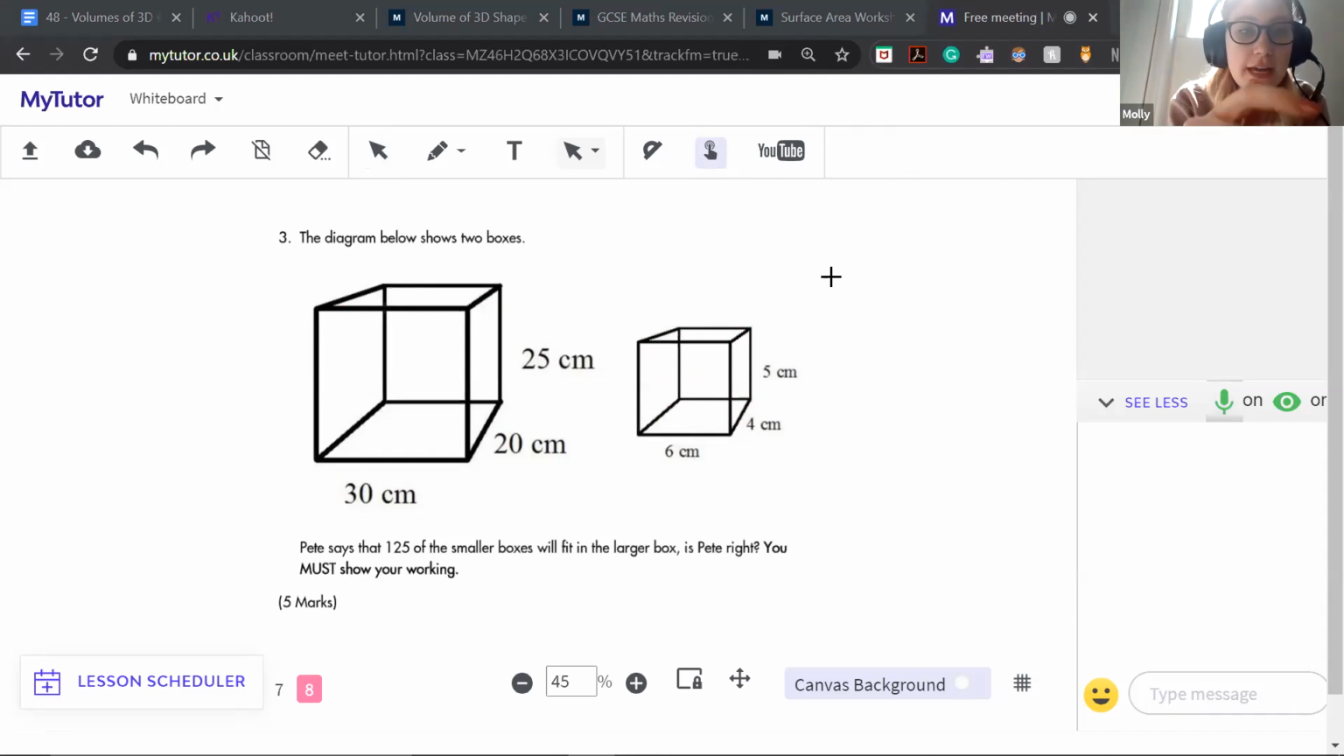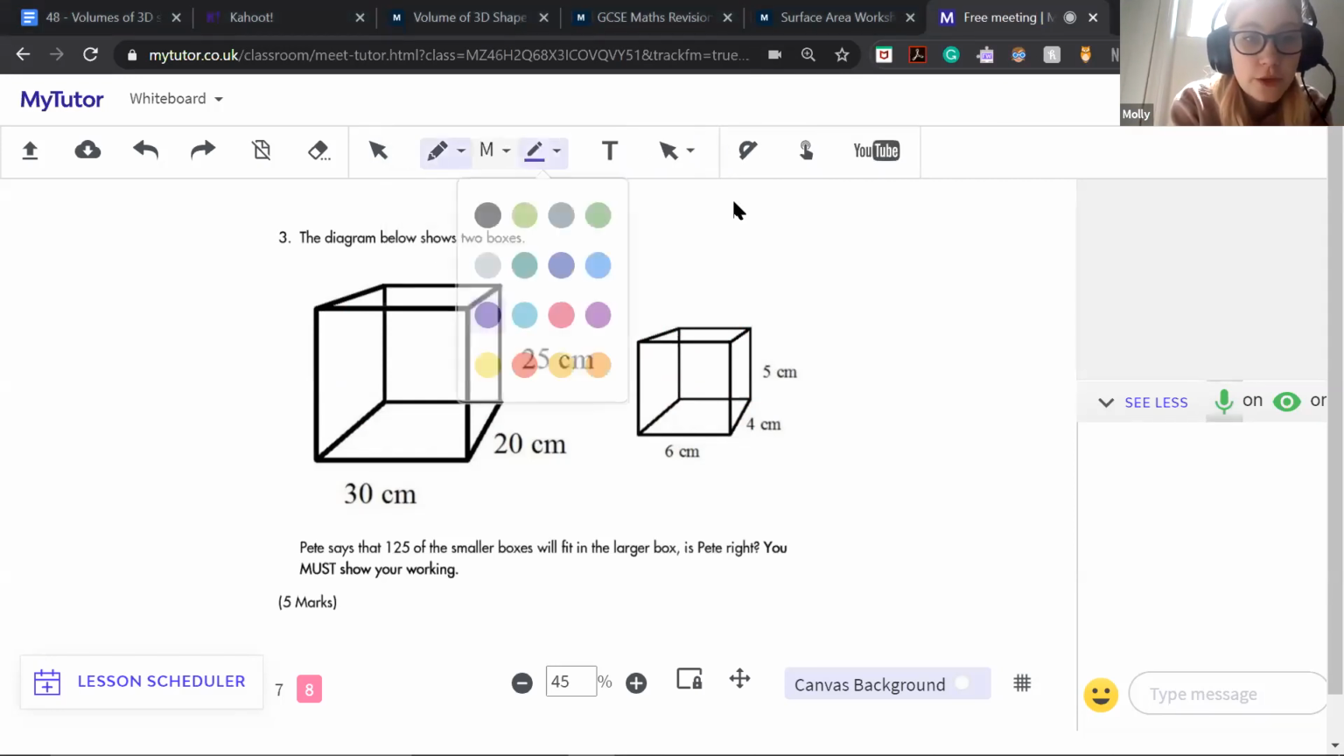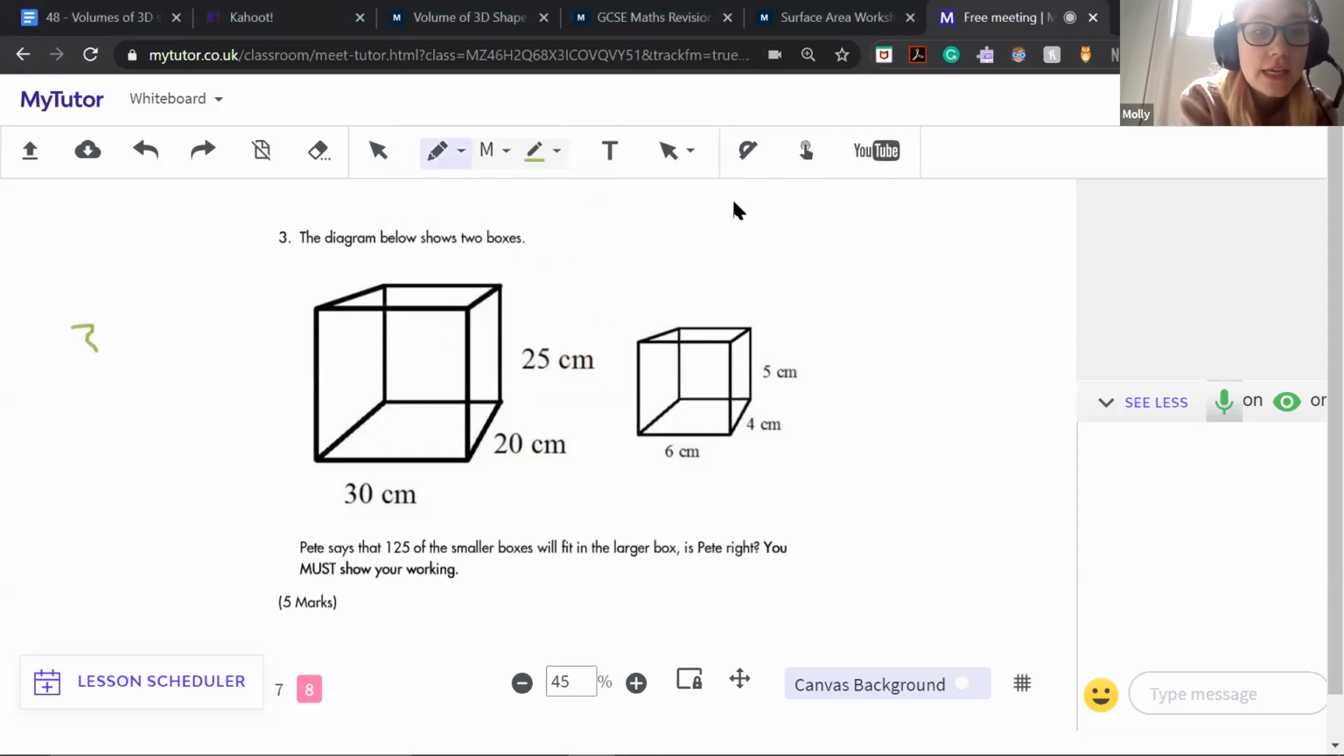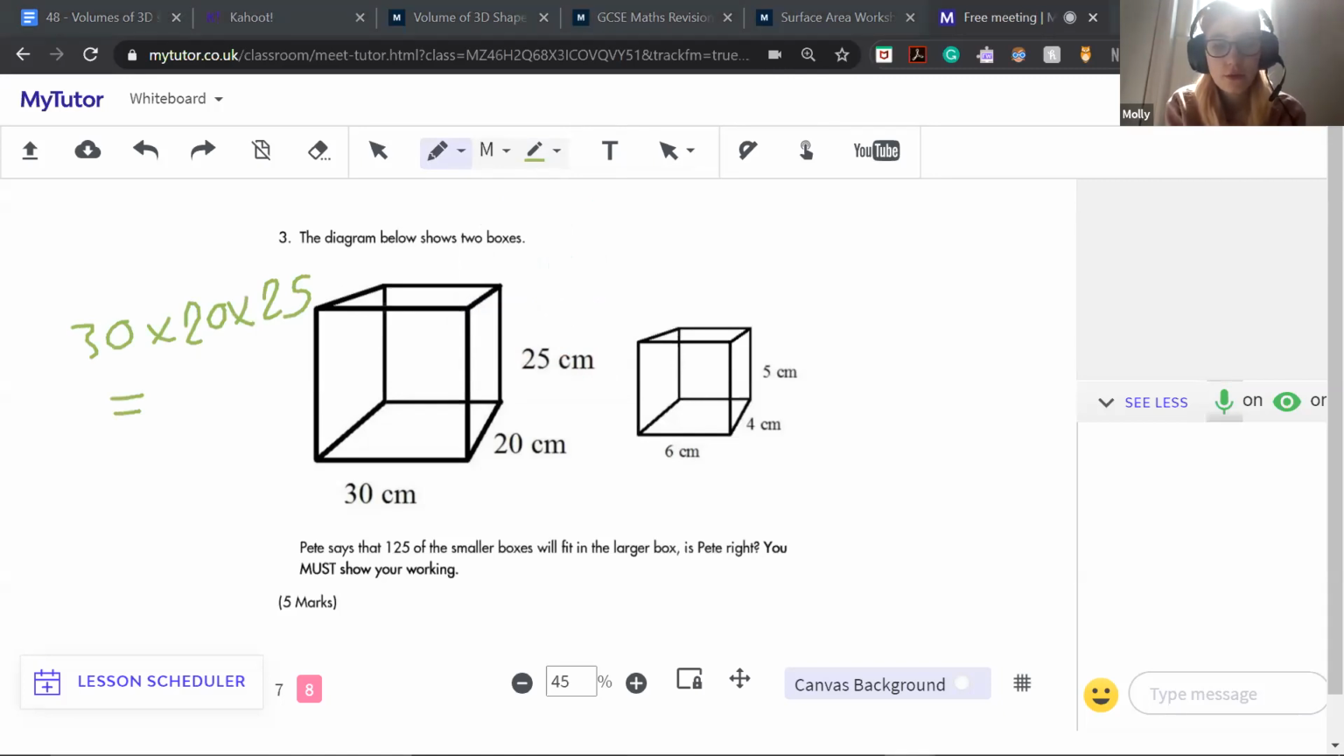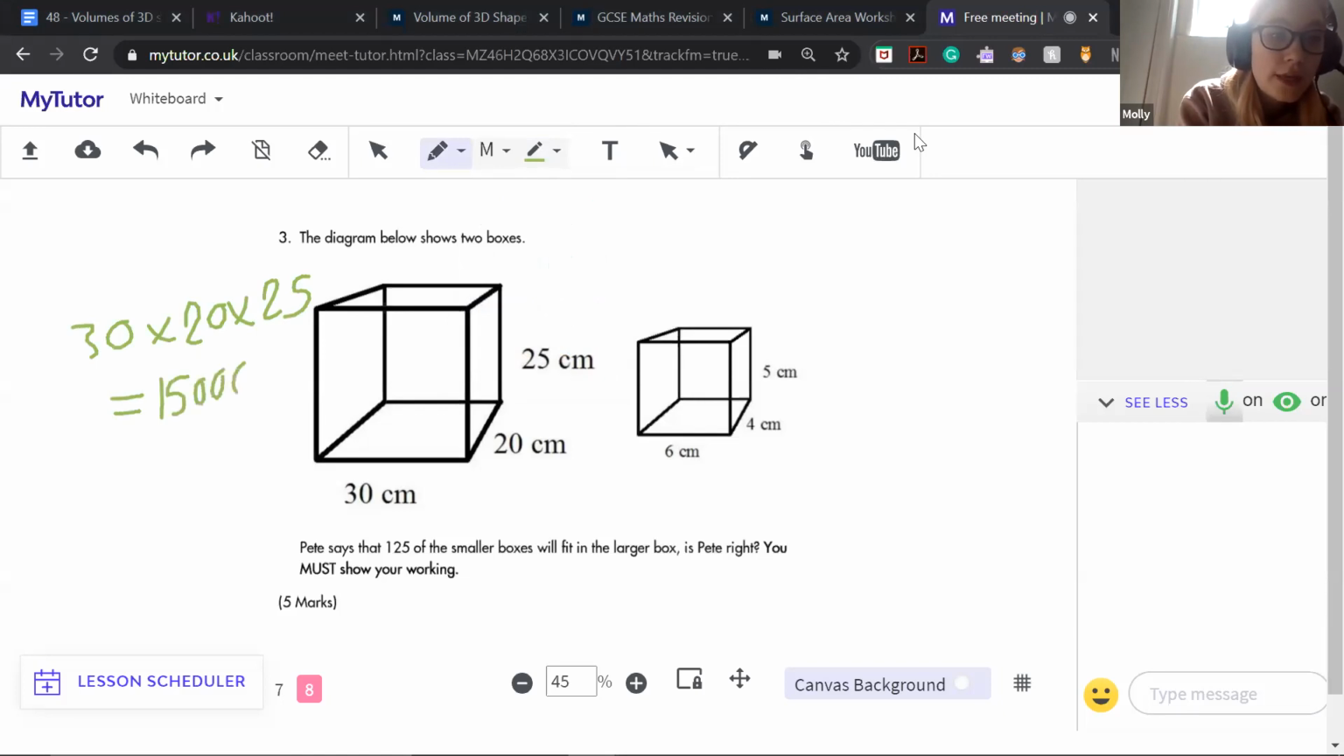So let's find the volume for each. They're just boxes, they're cuboids, so it's nice and easy. The first thing that we'll do is with this one here, 30 times 20 times 25. Now this would be a calculator question, so I'm going to use my calculator for this. So 30 times 20 times 25 is 15,000. And remember the units even when you're doing your working so that you have it clear in your head what you're doing. So the volume of the bigger box is 15,000 centimeters cubed.